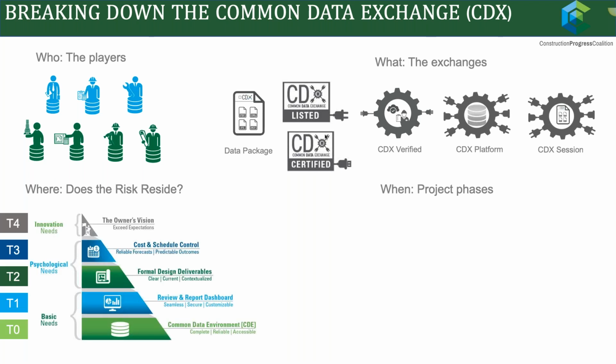So where does the risk reside? This is really looking at understanding how contracts do play a very significant role in this, and that at the end of the day, the basic need, the tier 0, is to have a clean, complete, reliable, common data environment. And above that, we should have a safe, seamless, and secure dashboard, a collaboration dashboard to work and report within.